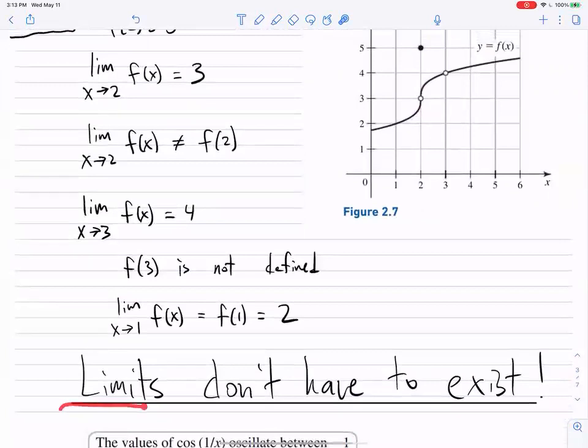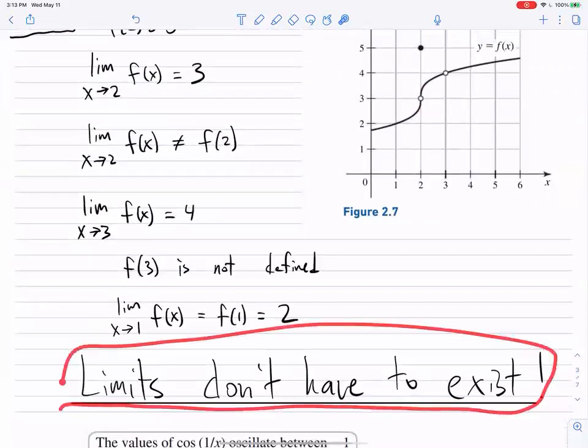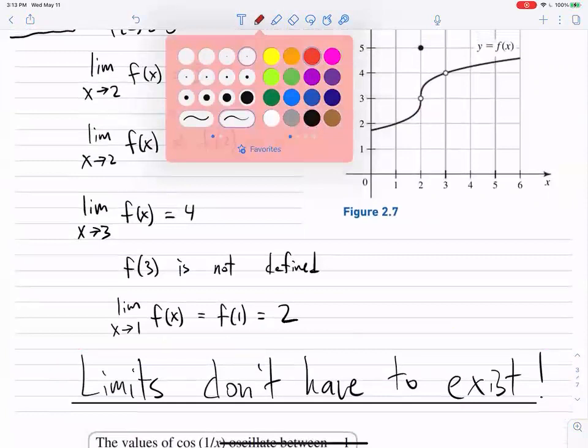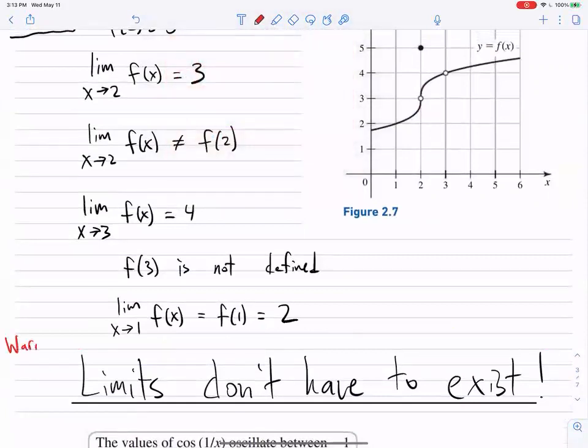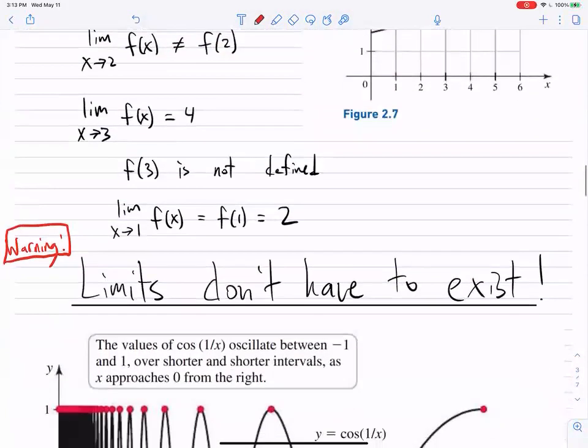And in general, this is a very important warning. So warning, maybe I'll even write that. Warning: limits don't have to exist.